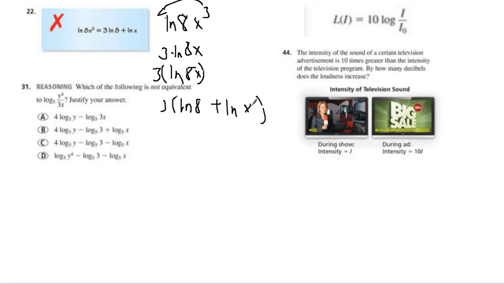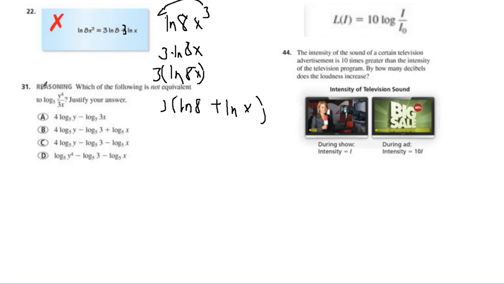See, the converse is also true. So ln of 8 plus ln of x equals ln of 8x, then ln of 8x is equal to ln of 8 plus ln of x. I'm just going to say natural log now because I don't want to say ln. So this is the correct answer. It's supposed to be 3 ln of 8 plus 3 ln of x, not 3 ln of 8 plus ln of x.